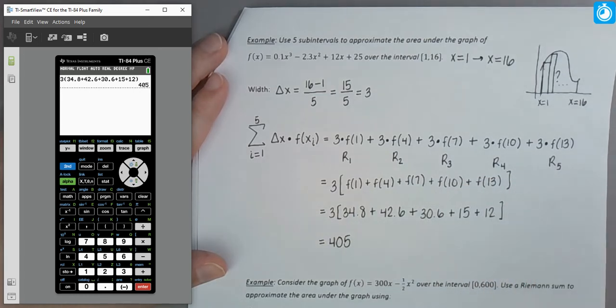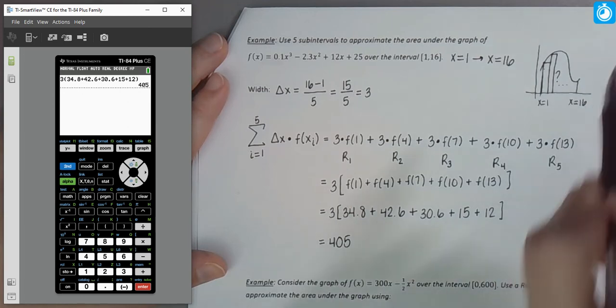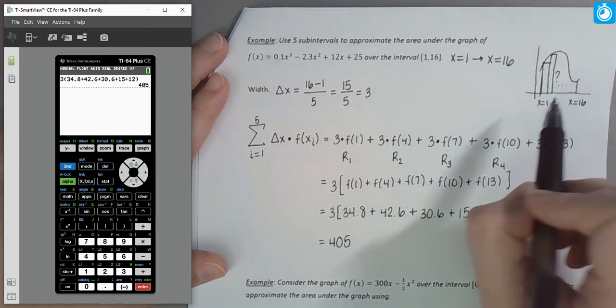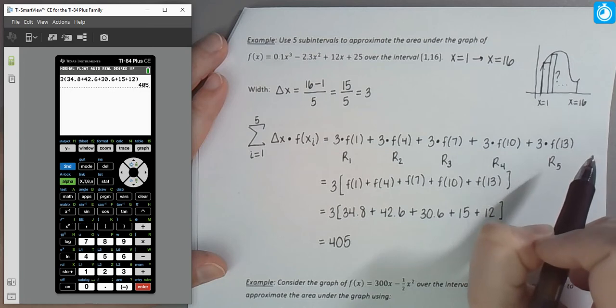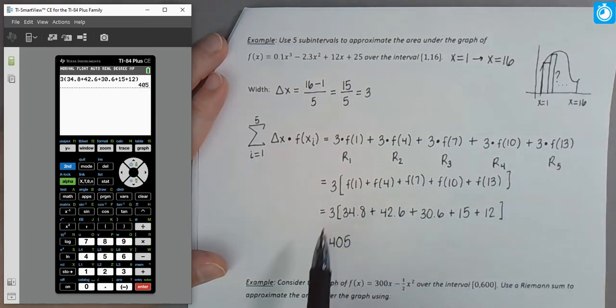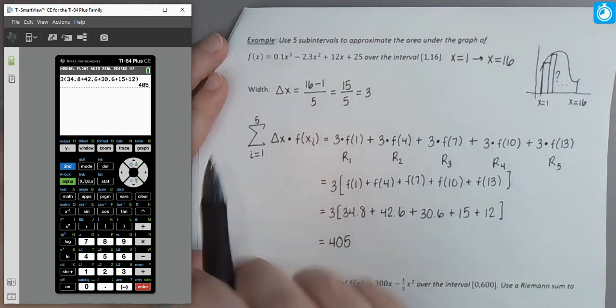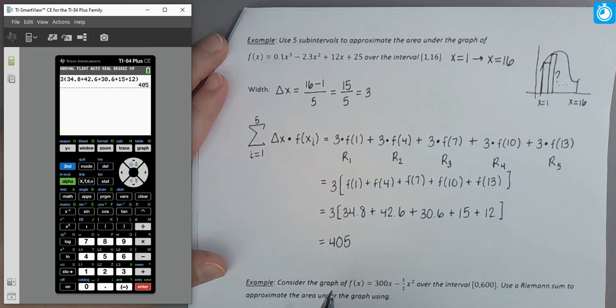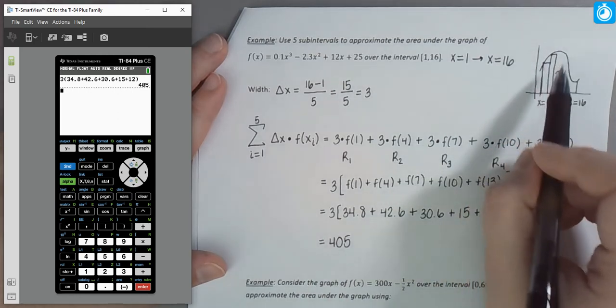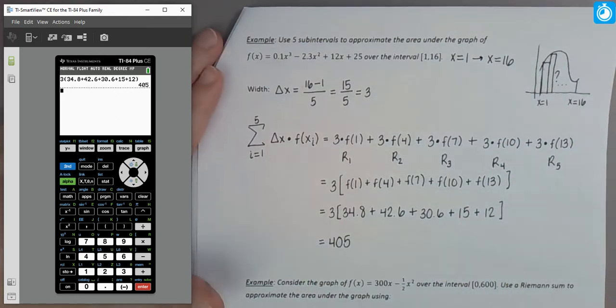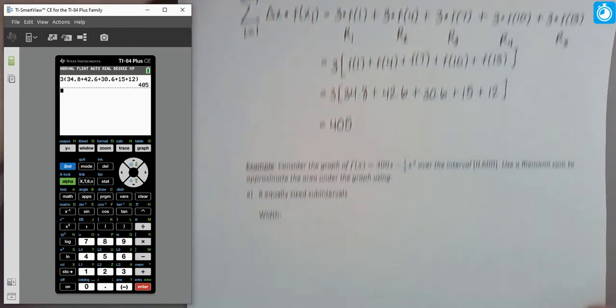405. So this is going to be the approximation of the area under the graph of our function as we go from x equals 1 to x equals 16. So this is not the exact area, not by any means. If we were to use, for instance, 6 or 7 or 8 subintervals, we'll get a little bit closer. The area may increase, it may decrease, it's just going to depend, but this is a rough approximation of the area under the curve.